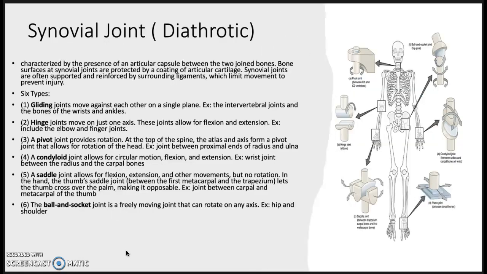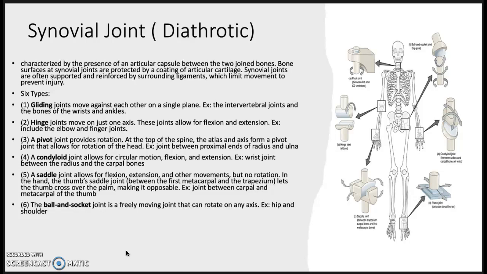Then you have the synovial joint. It's characterized by the presence of an articular capsule between the two joint bones. Bone surfaces at synovial joints are protected by a coating of articular cartilage. Synovial joints are often supported and reinforced by surrounding ligaments, which limit movement to prevent injury. There are 6 types of these.